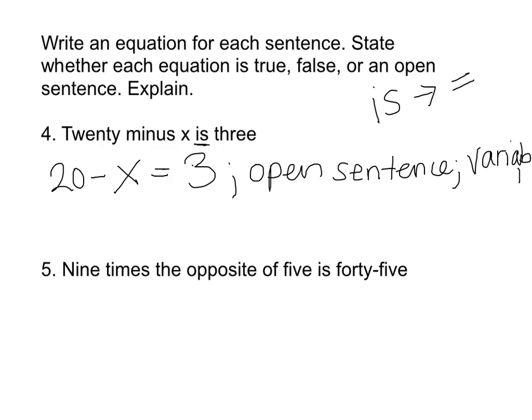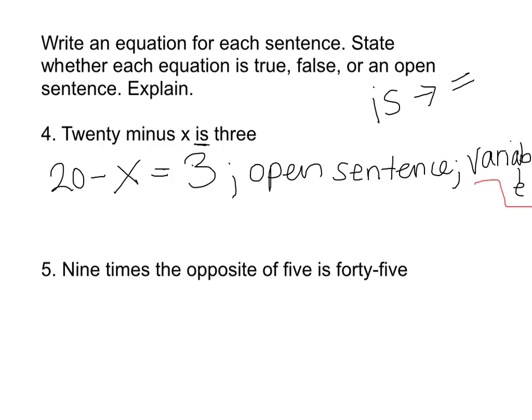I don't think I'm going to quite be able to fit that in there, so I'm going to go down a little bit. So I need to have these 3 parts to answer the question fully. Did I write an equation? Yep, 20 minus x equals 3. Did I state whether each equation is true, false, or an open sentence? Yes, this one is an open sentence. Then I need to explain that, and I did right here because I wrote it is a variable. If there is a variable in there, we know it's going to be an open sentence, and eventually, we will be solving for that variable.